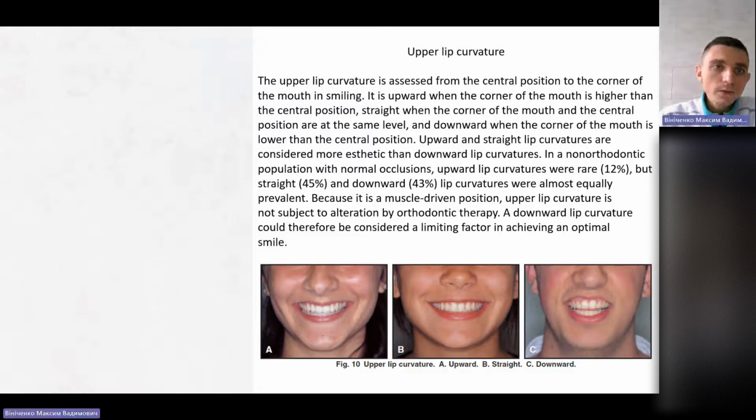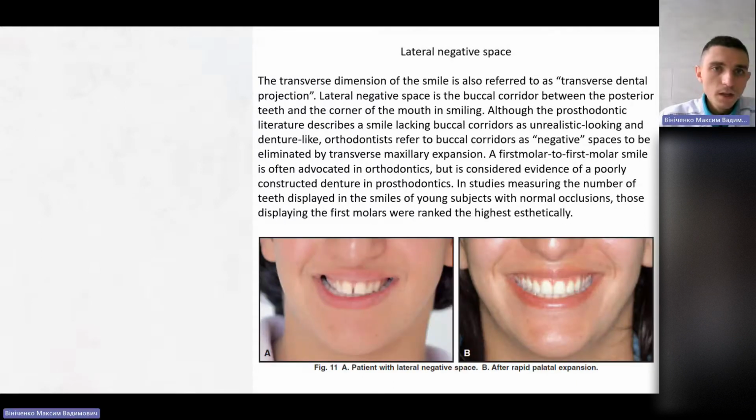In a non-orthodontic population with normal occlusions, upward lip curvatures were rare, but straight and downward lip curvatures were almost equally prevalent. Because it is a muscle-driven position, upper lip curvature is not subject to alteration by orthodontic therapy. A downward lip curvature could therefore be considered a limiting factor in achieving an optimal smile.